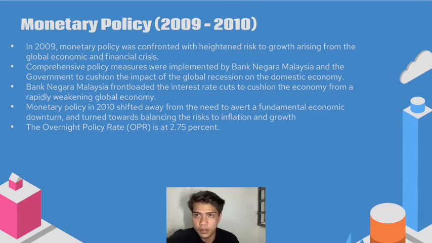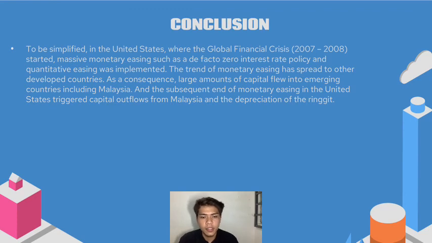To be simplified, in the United States, where the global financial crisis started, massive monetary easing such as a de facto zero interest rate policy and quantitative easing was implemented. The trend of monetary easing has spread to other developed countries. As a consequence, large amounts of capital flowed into emerging countries including Malaysia, and the subsequent end of monetary easing in the United States triggered capital outflows from Malaysia and the depreciation of the ringgit.